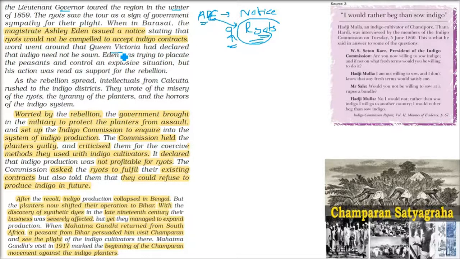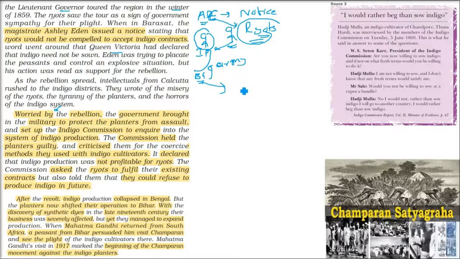Because of this notice, everyone thought that Queen Victoria had declared that indigo should not be sown. Everyone was thinking that the British were with them, and the British people were really worried. These indigo planters were being beaten up because of the riot, so the government had to call the military to protect these planters, because they were being assaulted for various reasons which I just told you.